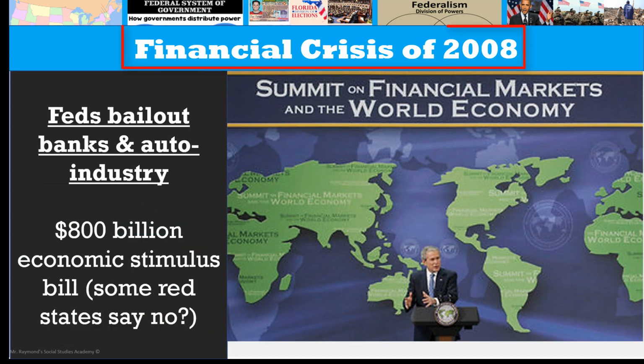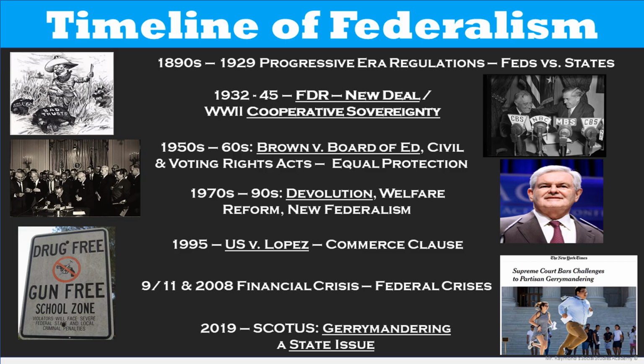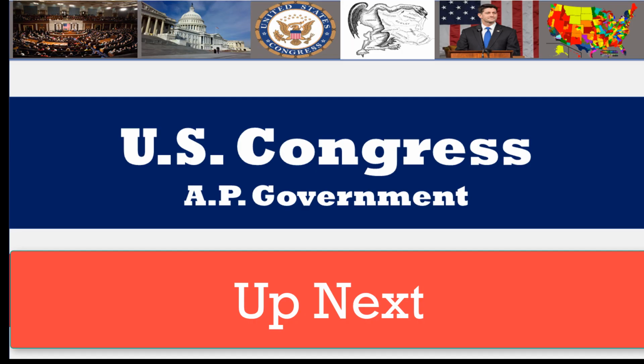And the financial crisis of 2008, in which the federal government had to bail out the banking, insurance, and automobile industries, both demonstrate the lasting importance of federal regulations and policies. And this relationship between the national and state governments is one that will continue to change and evolve. In our next lesson, we are going to look at Congress, but before we do, let's review.